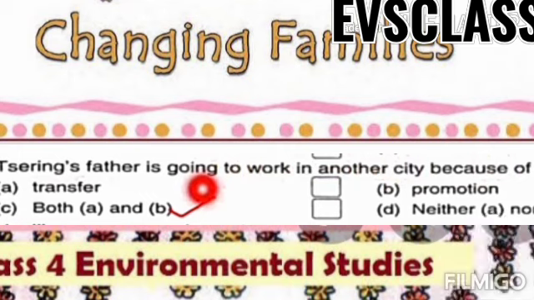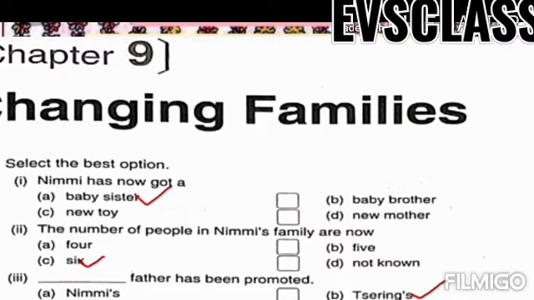Okay, students, here are a few questions related to today's topic. Sharing's father is going to work in another city because of, there are four options, students. Option A, transfer. Option B, promotion. Option C, both A and B, and option D, neither A nor B. Which one is correct, students? Of course, option C is the correct answer, because of transfer and promotion, Sharing's father needs to move and work in another city.